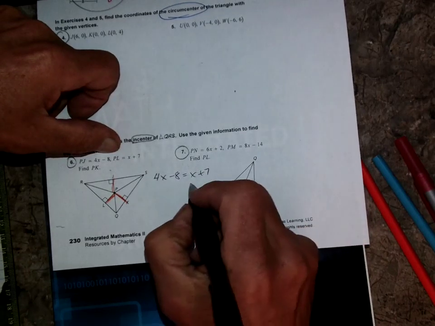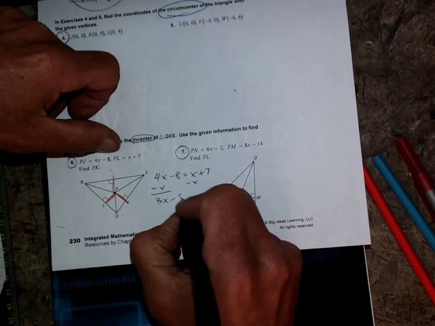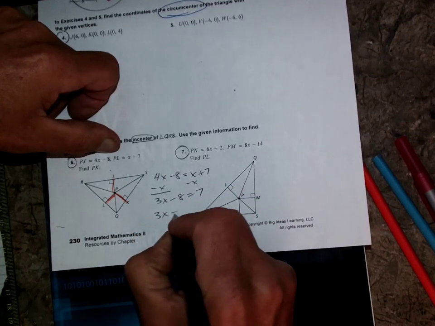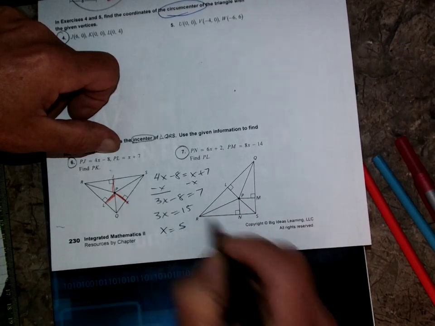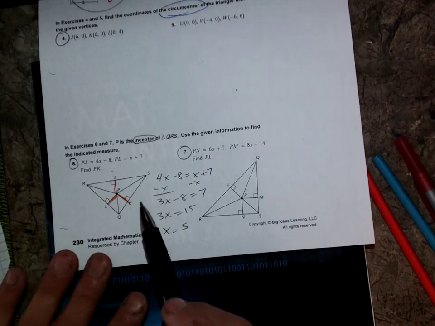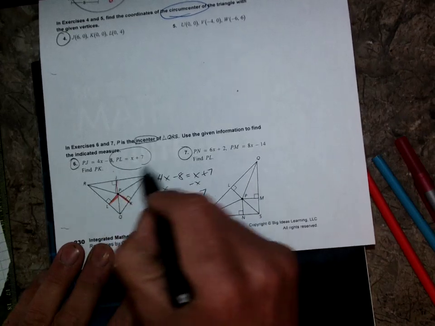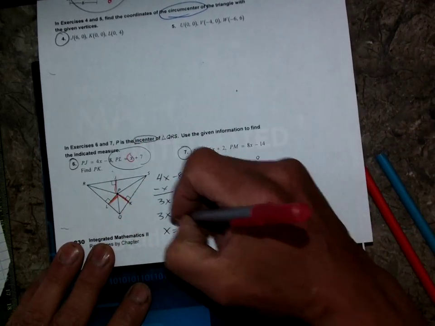Solve for x. Minus x, minus x. 3x minus 8 equals 7. Plus 8, plus 8. 3x equals 15. Divide by 3, and x is 5. Okay, now if x is 5, and I want to find PK, well, let's plug it in. I may as well plug it right in there. That looks like the easiest place to plug it into. If x is 5, I put 5 right in there.